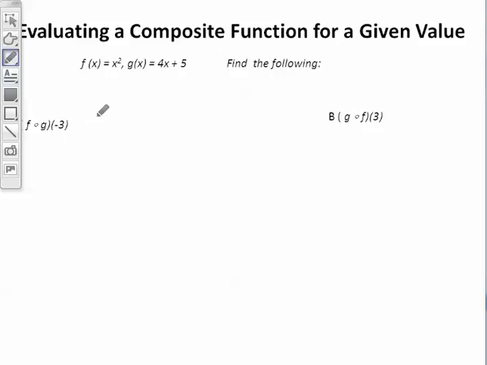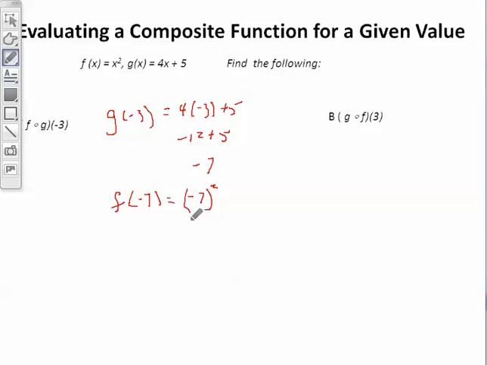Try this one. F of negative 3. What I'm going to do is find g of negative 3 to begin with. So that means 4 times negative 3 plus 5. That's negative 12 plus 5. That's negative 7. So I'm going to find f of negative 7, and that's going to be equal to negative 7 squared, and that's going to be equal to 49.